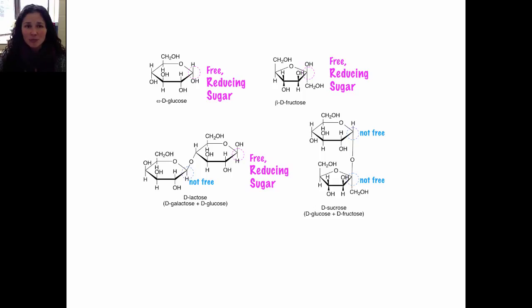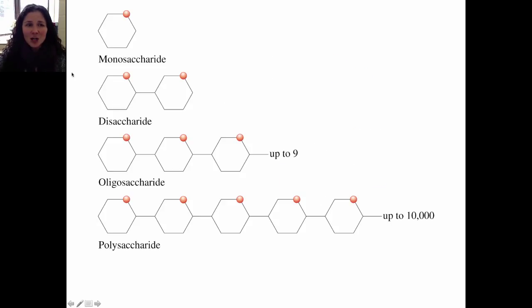Let's define some terms. This is a cartoon from your textbook. This is representing the 6-membered ring with an oxygen that's common to many sugars. A monosaccharide is 1 of these units, a disaccharide is 2 of these units, and an oligosaccharide is something that has from 3 up to 9 units. A polysaccharide has many, many units, up to 10,000, and these are very common in our bodies.